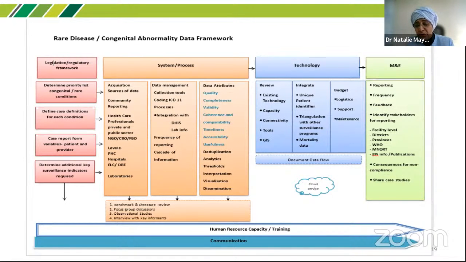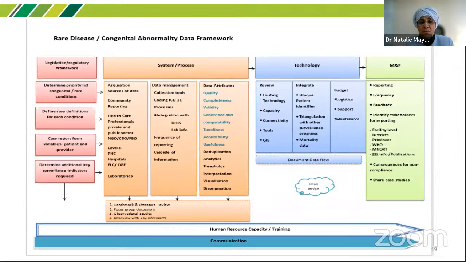And then, of course, we need to look at the costing and the budget and logistics, the support and maintenance. So we document this data flow, this data process, so everybody is understanding it. And do we want to put it in its own cloud, or do we want to have it on specific servers? So all of these technical and logistical areas need to be determined within the legislative framework, that we can't host data in clouds in terms of legislative compliance with POPIA and so forth.